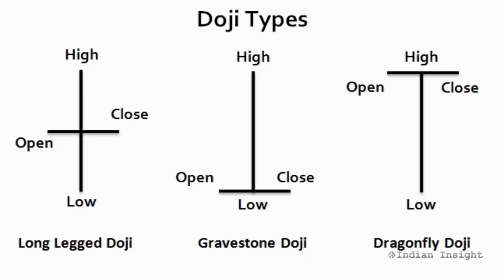Now, opposite of gravestone Doji is the dragonfly Doji. This pattern has a long lower shadow and no upper shadow. This pattern is considered bullish since the prices were able to recover back to the opening price even after trading substantially below the trading price for the entire period.